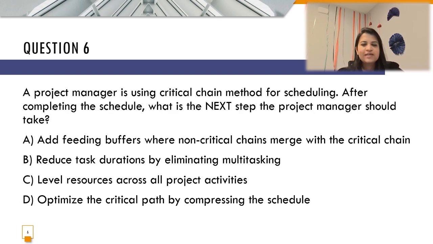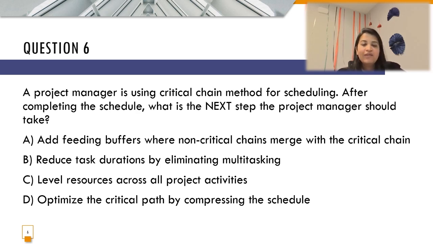Question number 6. A project manager is using the critical chain method for scheduling. After completing the schedule, what is the next step the project manager should take? Please note the usage of the keyword next. Options are: A, add feeding buffers where non-critical chains merge with a critical chain. Option B, reduce task durations by eliminating multitasking. Option C, level resources across all project activities. Option D, optimize the critical path by compressing the schedule.